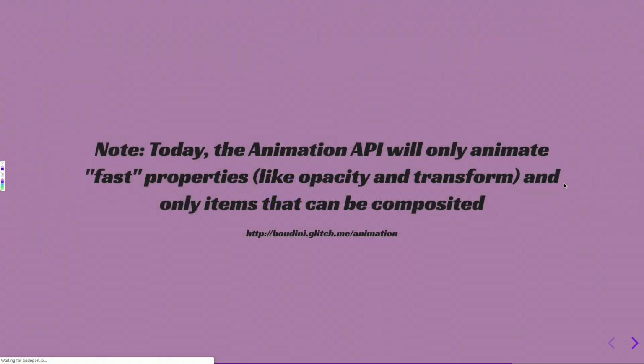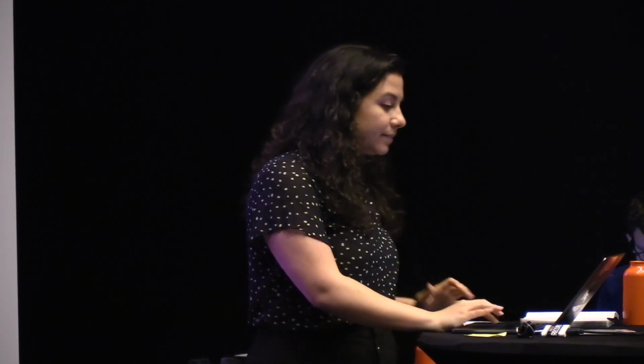So note that today the animation API will only animate fast properties like opacity and transform, and only items that can be composited. And this is a good rule anyway. Opacity and transform really give you the best bang for your buck in terms of performance when you use transitions or animations on the web anyway. So that's just a rule that you should all live by if you are adjusting things on the web.